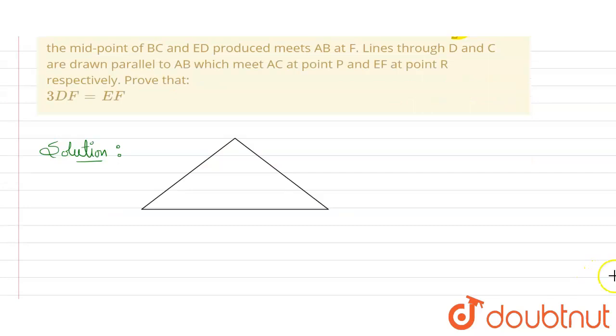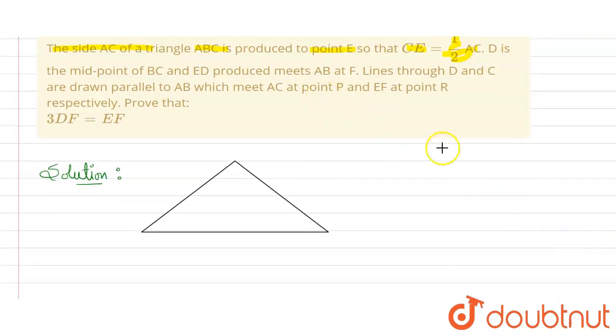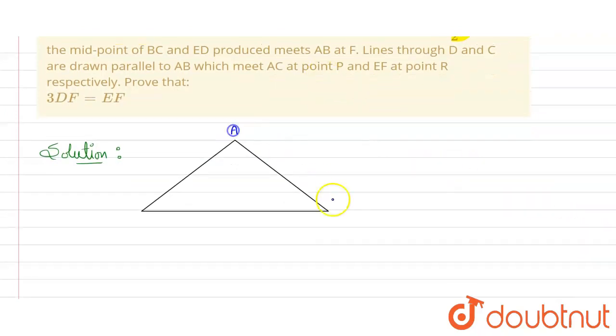So this is our triangle ABC. It is given that side AC is produced to point E. Suppose this is A, this is C, this is point B. Now I need to produce this AC to point E. Suppose I have produced this to point E, and consider this is my point E according to this figure.